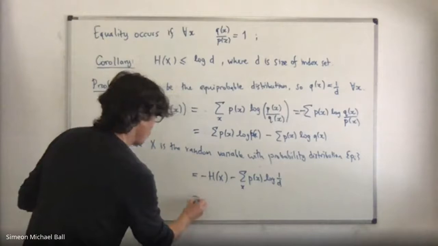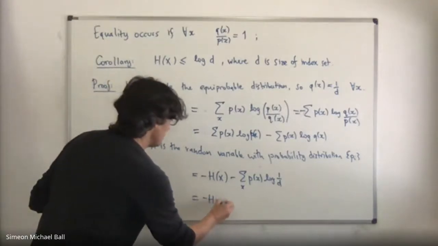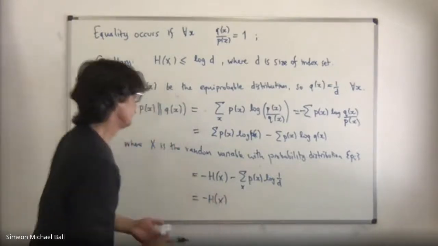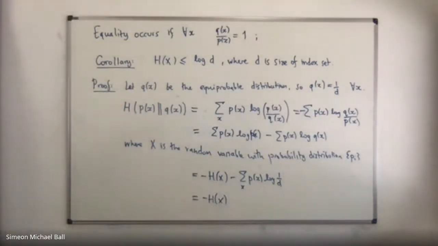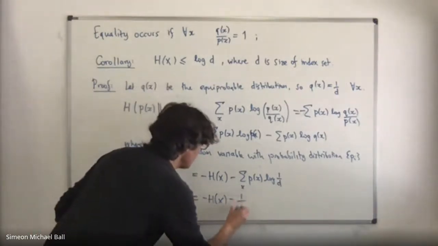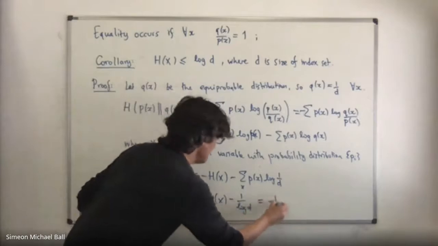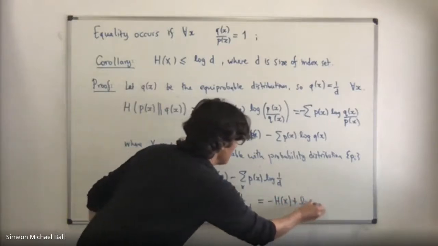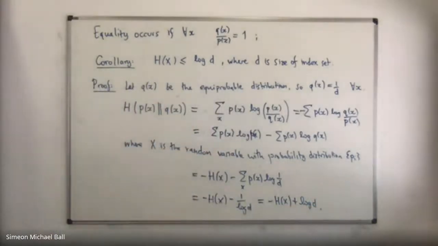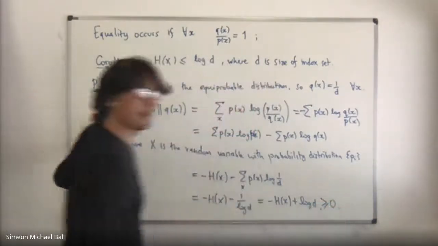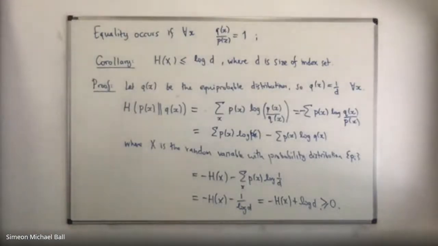So I get minus H of x. And I've got a sum, and that's possible. Minus 1 of the log d, summing up the probabilities is going to give me 1. So this is minus H of x plus log d. And now we'll use the fact that this is greater than or equal to 0 from the theorem on the relative entropy, and we have that the entropy is at most log d.